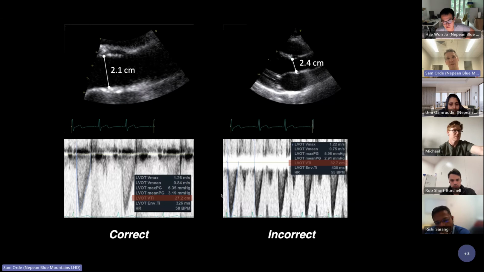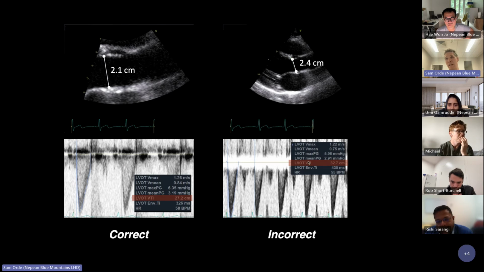For example, here, if I had an LVOT diameter of 2.1 and I'm measuring it correctly, where I've got the gain turned down, I've got my sweep speed correct, I've maybe turned down the filters, the low velocity filters, I'm measuring this properly, I get a VTI of 27.2.